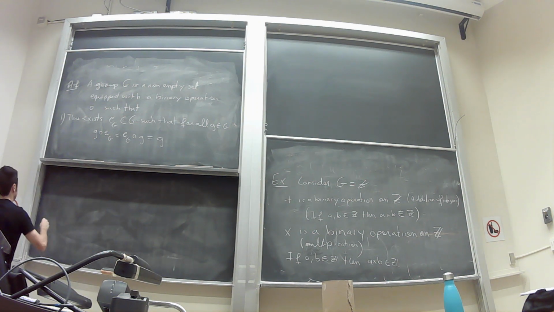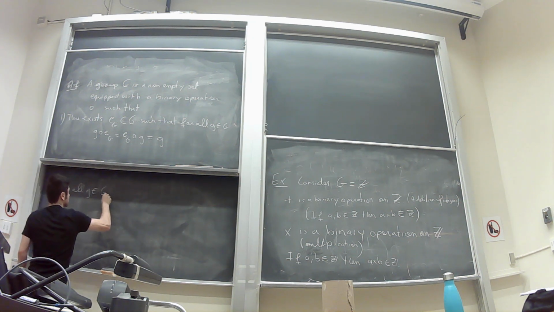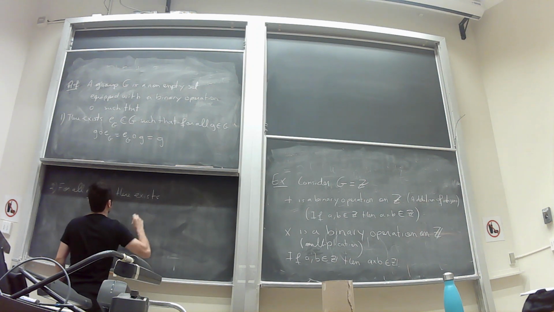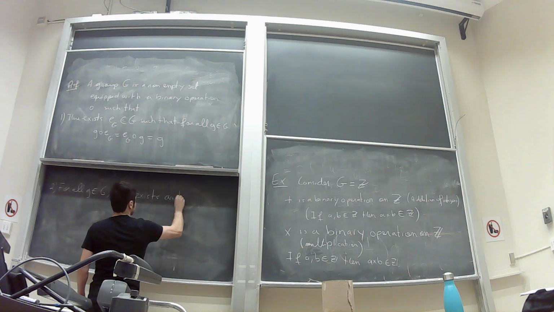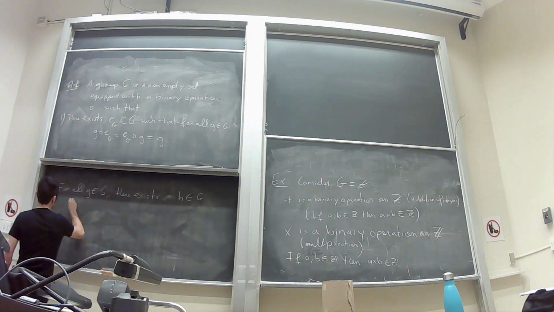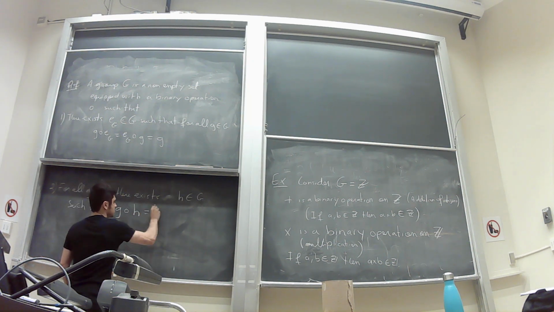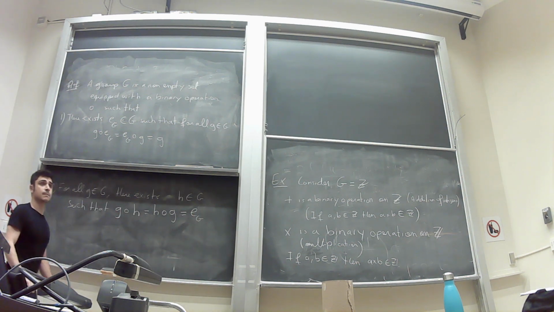2. For all G in G, there exists an H in G such that G circle H is equal to H circle G, equal to E sub G.